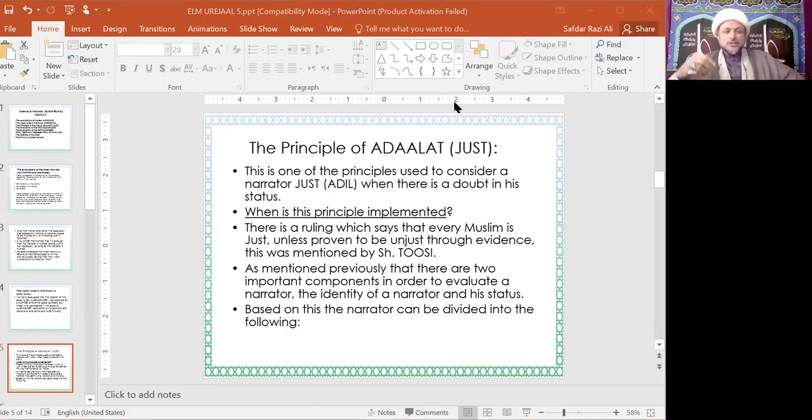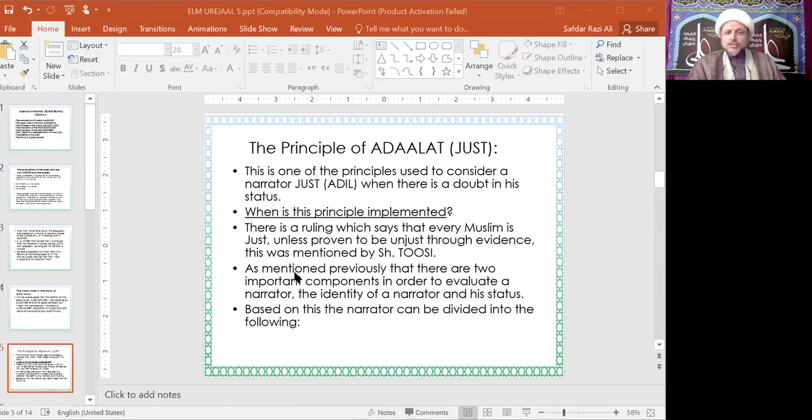Anyhow, so let's see. So when is this principle implemented? A narrator is considered just, unless proven not to be just, or an unknown narrator. There is a ruling which says that every Muslim is just unless proven to be unjust through the evidences. This was mentioned by Sheikh al-Tusi.